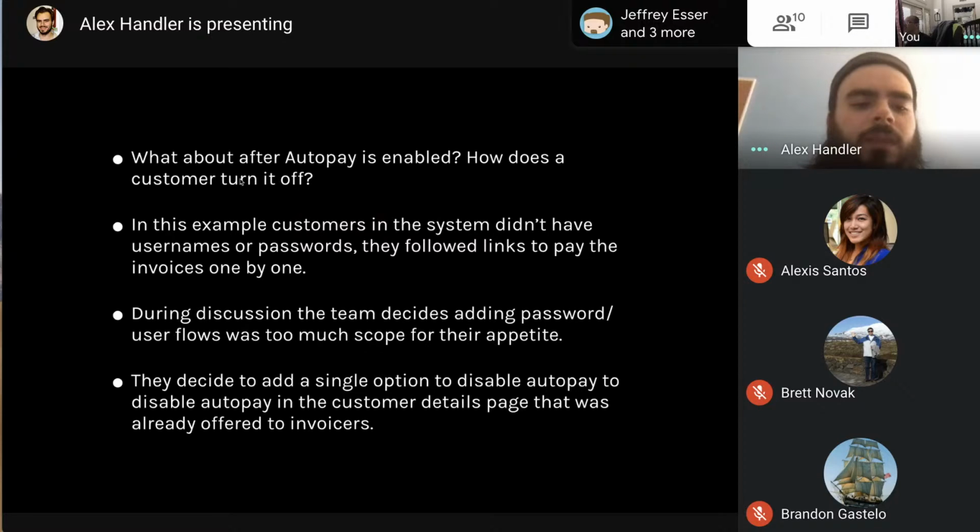So during the discussion, the team decides that adding password and user flows was too much scope for their appetite. Obviously it would make sense that turning off autopay would be connected to users, right? But they decided that adding those user flows was too much for this project, and they didn't have the appetite for it. So they decided to add a single option to disable autopay in the customer details page that was already offered to invoicers.